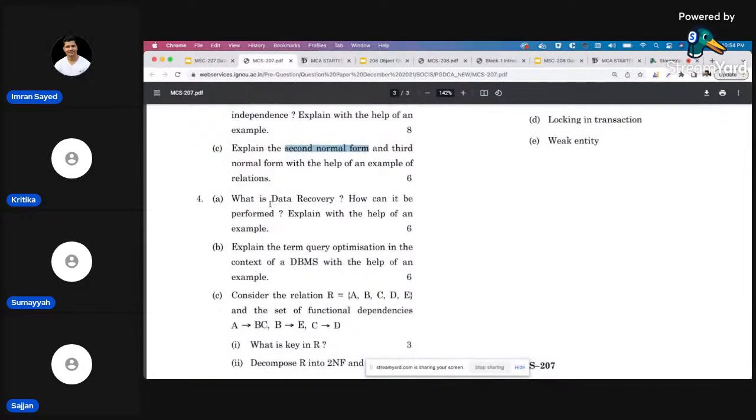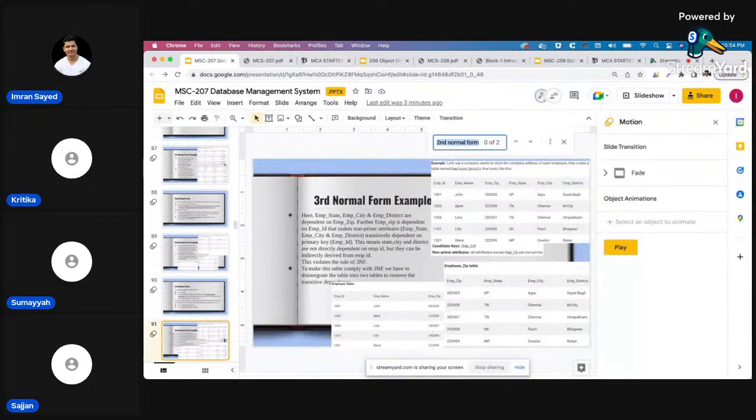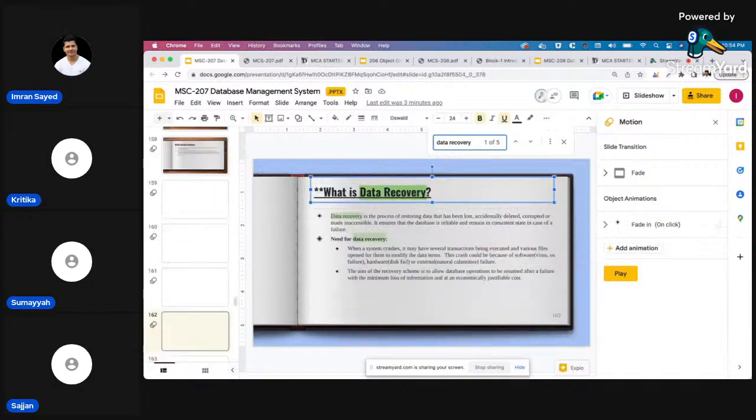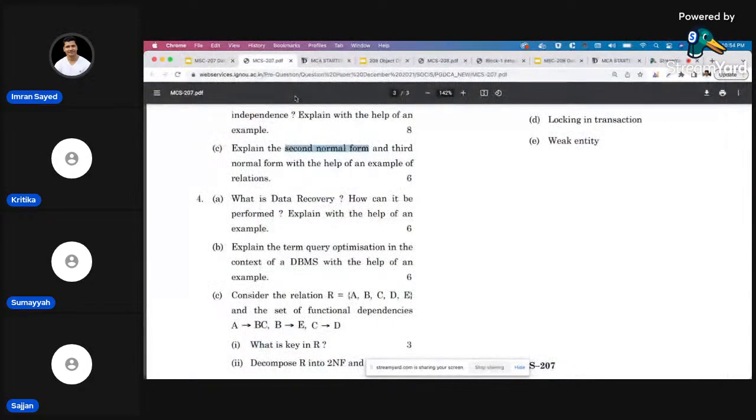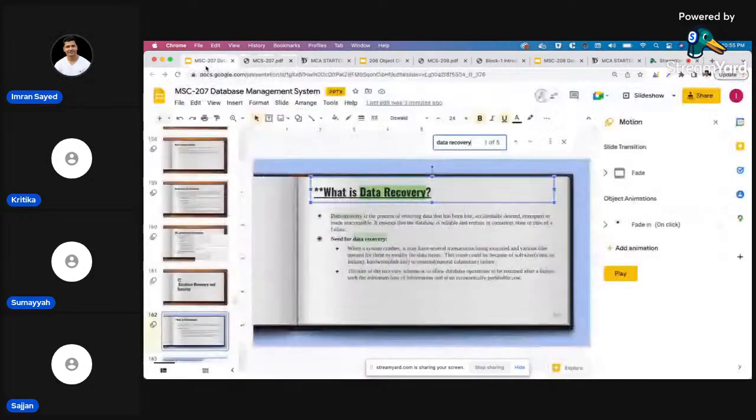Moving on. What is data recovery? How can it be performed? Explain with the help of an example. So Kritika, you take over on this one. Data recovery, I don't think we have recapped this. So what are the questions? What is data recovery? How can it be performed? Explain with an example.